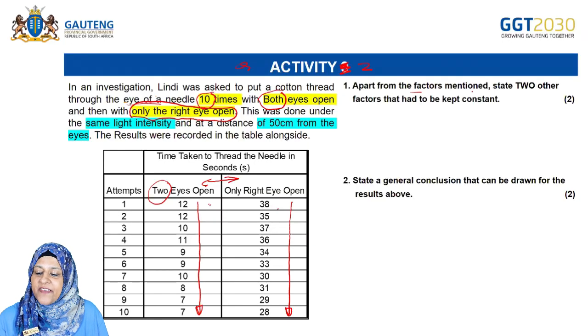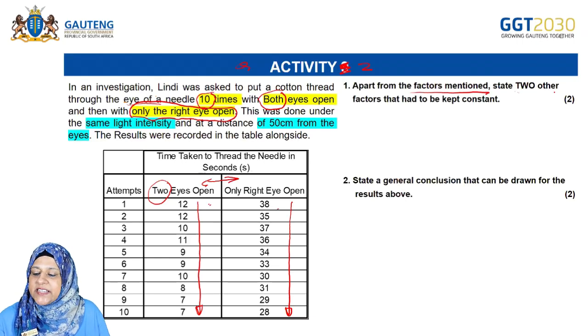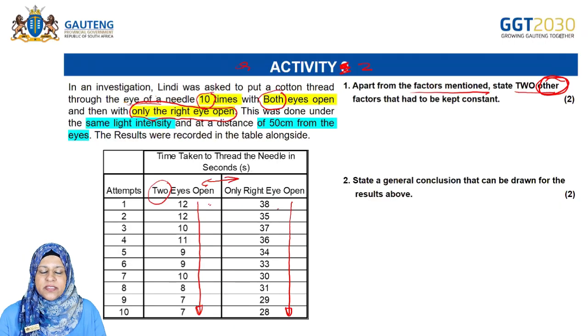Apart from the factors mentioned, that means you're not going to talk about anything that was mentioned here in the question. State 2 other factors that had to be kept constant. Think about it, guys. Think about it. This is going to take time in the exam, so make sure you leave adequate time to understand the scientific investigation question. You are threading the needle, right? She's using a thread of cotton.